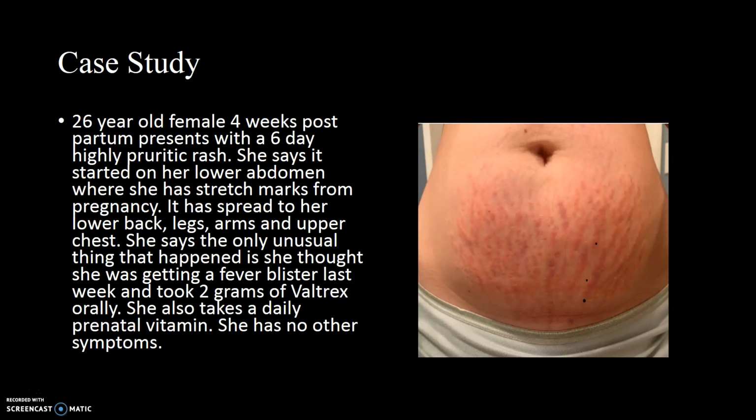This is a case I had a couple days ago. A 26-year-old female, 4 weeks postpartum, presents with a 6-day history of a highly pruritic rash. She said it started on her lower abdomen where her stretch marks from pregnancy were. It spread to her lower back, her legs, her arms, and upper chest. She says the only unusual thing that happened is that she thought she was getting a fever blister last week, and she took 2 grams of Valtrex orally. She also takes a daily prenatal vitamin. She has no other symptoms. I gave you her medical history in the speaker notes, which was essentially exactly what I just said.